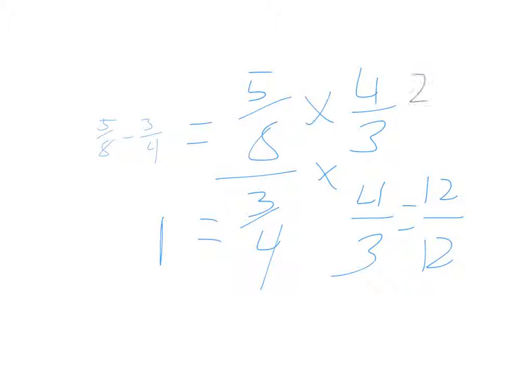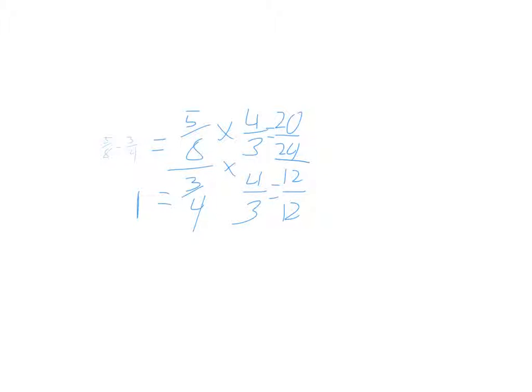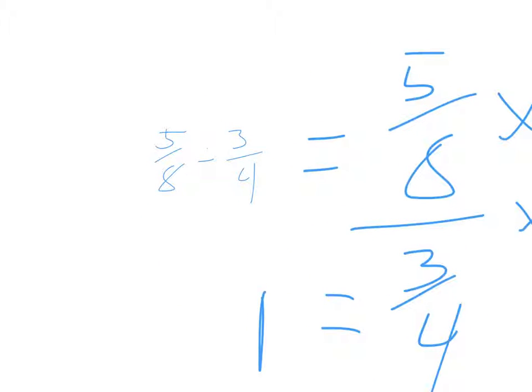5 times 4 is 20, and 8 times 3 is 24. So I get the fraction 20/24, which I can then simplify. The answer is actually 20/24 over 12/12, which equals 1, so it's 20/24 over 1, which really just equals 20 over 24. I can simplify that by dividing by 4. 20 divided by 4 is 5, and 24 divided by 4 is 6. So the answer is 5/6. Coming back to my original problem, 5/8 divided by 3/4 equals 5/6.